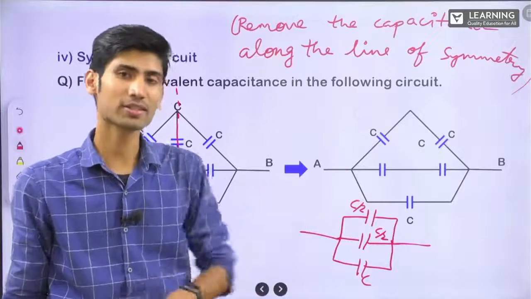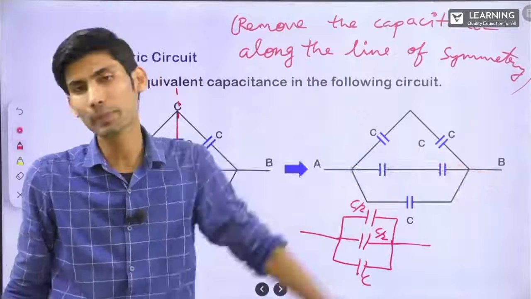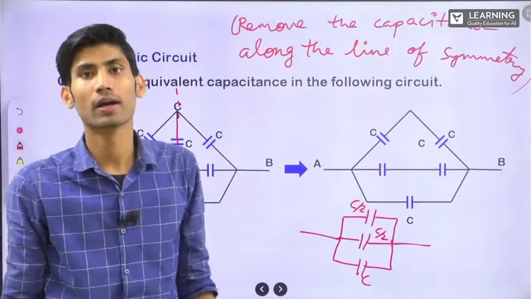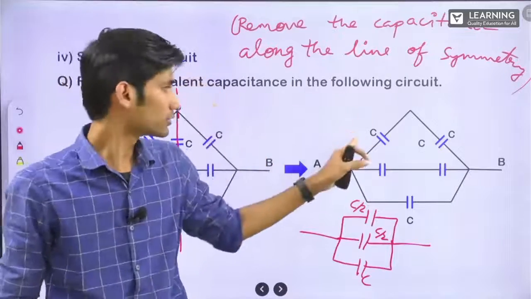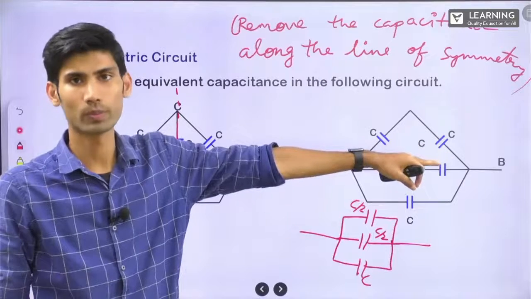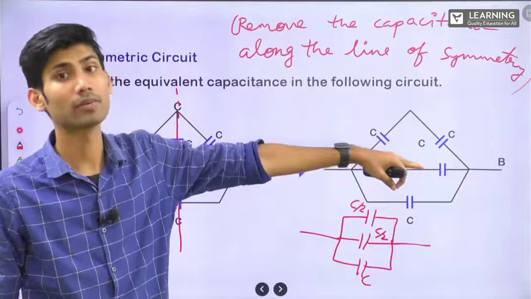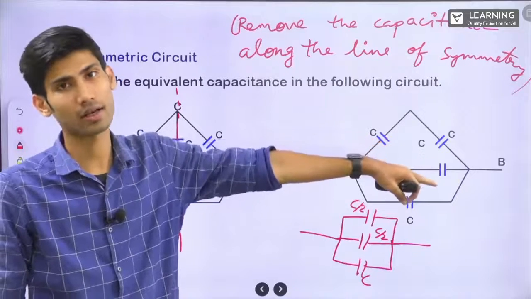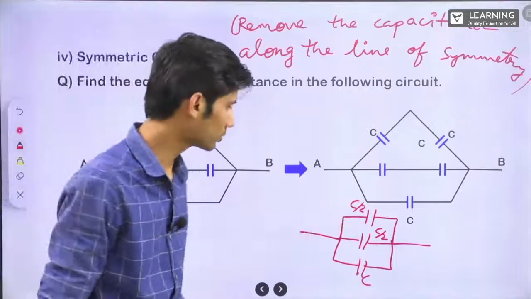If 3 equal capacitances are connected in series, the resultant will be C by 3. If n equal capacitances are connected in series, suppose 2 equal capacitances are connected in series, the resultant will be C by 2; 3 equal capacitances, C by 3; N equal capacitances connected in series, resultant will be C by N. So that's what I have written, C by 2, C by 2, C.